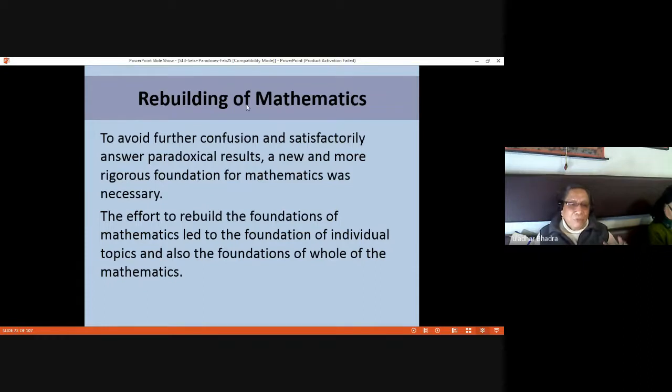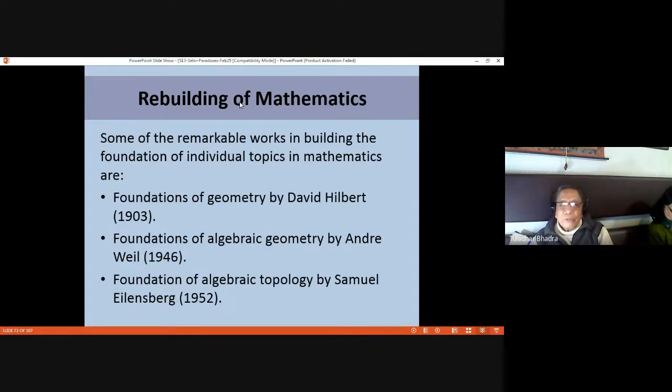So now, to avoid all this confusion, we have to rebuild mathematics. To avoid further confusion and satisfactorily answer paradoxical results, a new and more rigorous foundation of mathematics was necessary. The effort to rebuild the foundation of mathematics led to the foundation of individual topics and also the foundation of the whole of mathematics. Some of the remarkable works in building the foundation of individual topics in mathematics are Foundations of Geometry by David Hilbert, 1903, Foundations of Algebraic Geometry by Andre Weil, 1956, Foundations of Algebraic Topology by Samuel Eilenberg, 1952.